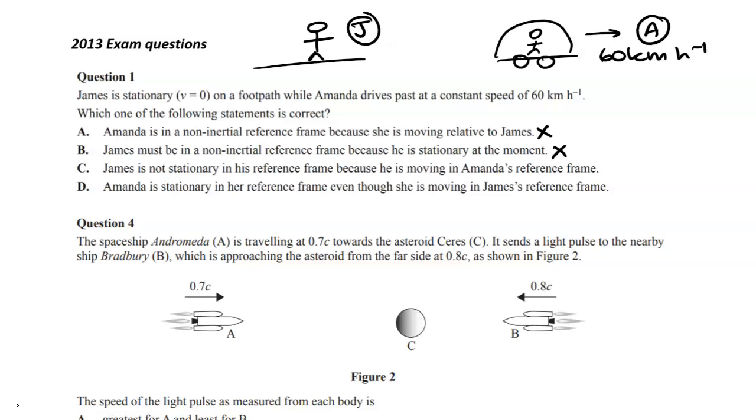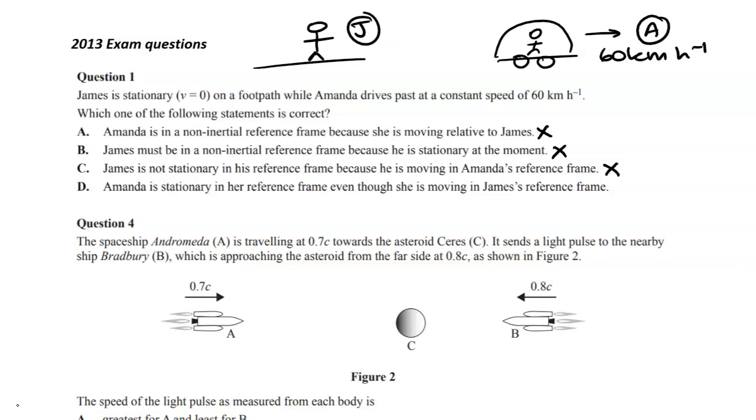C, James is not stationary in his reference frame because he's moving in Amanda's reference frame. Also not true. In James's reference frame, he's stationary. He looks at his feet, he doesn't see them moving. He looks at Amanda, sees her moving. From Amanda's reference frame, she is stationary in hers. I like to think with reference frames, you're the center of the universe and everything's moving around you. So in Amanda's reference frame, she's stationary and James is moving. So C doesn't make sense. James is stationary in his reference frame. The fact that Amanda sees him moving in hers doesn't change what he observes from his reference frame.